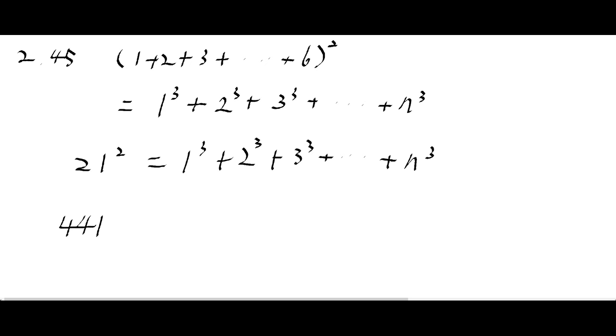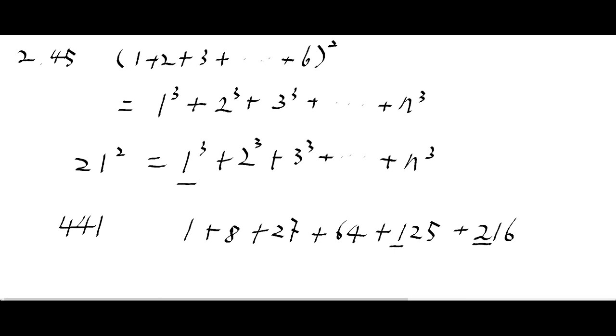And then you just check those values. What is 1 cubed? 1, right? 2 cubed, 8, right? And 3 cubed, 27. 4 cubed is 64. How about 5 cubed? 125. Yes. It's still less than 441, so you have to think of the next number. What is 6 cubed? 6 cubed is 216, right?